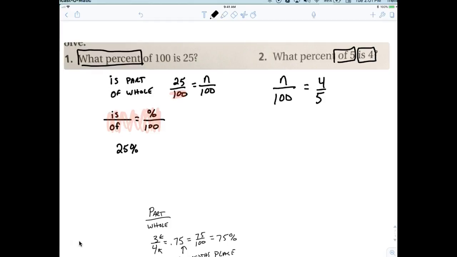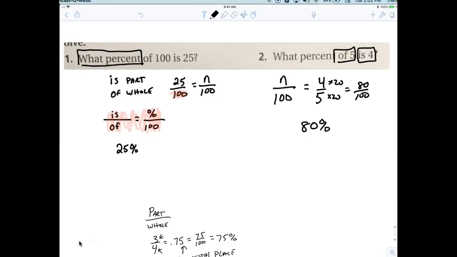Now again, I don't care about cross multiplying here, because I kind of want you to say, hey, to make the 5 a 100, I multiply by what? 20. So if I multiply by 20, that becomes 80 over 100, which is the same as 80%. Is everybody hearing me? Now, I'm going to do this a couple times, then I'm going to see how you're doing with it.